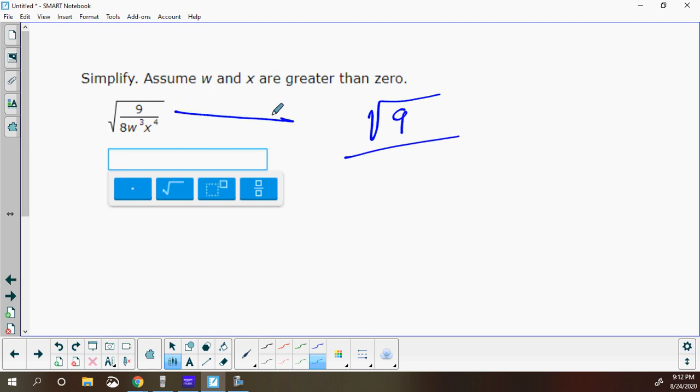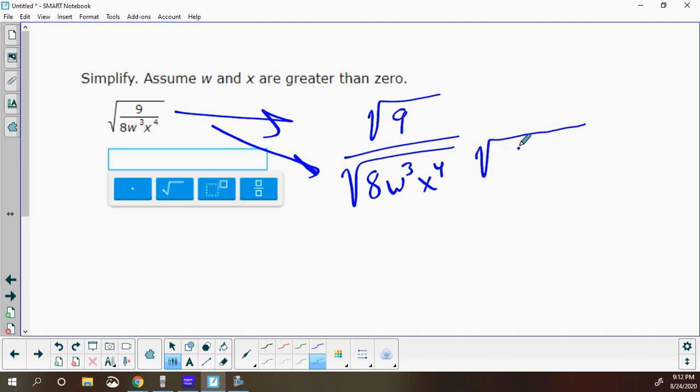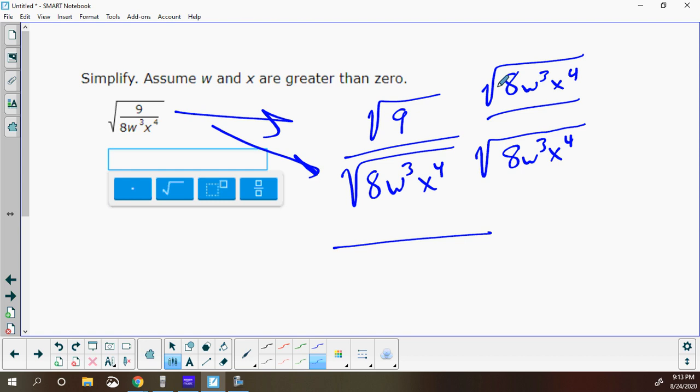Again, breaking the radical up. 8, w cubed, x to the 4th. Again, multiply it by all of this to get rid of that radical. So the radicals will go away for that. So let's draw this line. 9 times 8 is 72.